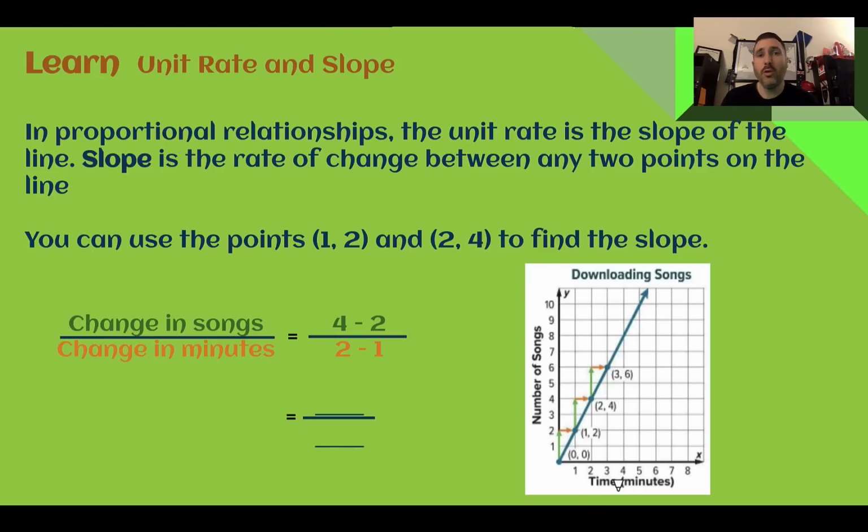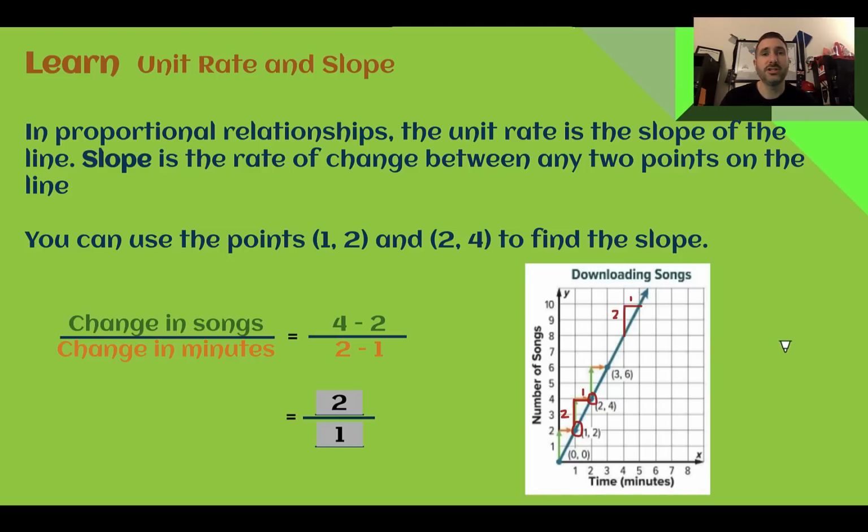When we're talking about the slope, we're generally talking about a graph, the rate of change between two points on the line. Here we have the point (1, 2), which is down here, and (2, 4). We're still talking about the number of songs in each minute. Notice it went up 2 more songs and it took 1 more minute. The slope is just the change going up and down. So it went up 2 more songs, and it took 1 more minute. 4 minus 2 was 2, 2 minus 1 was 1. Again, we still get the same thing. Our rate of change was 2 songs per minute, and we can show, no matter where we're looking, it remains the same throughout the entire situation.